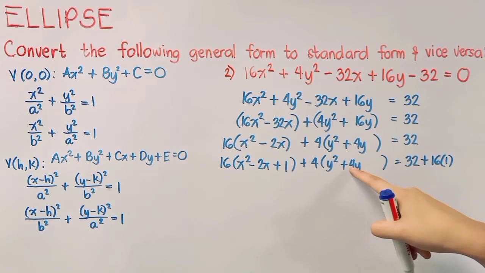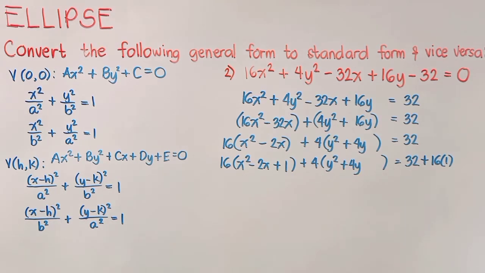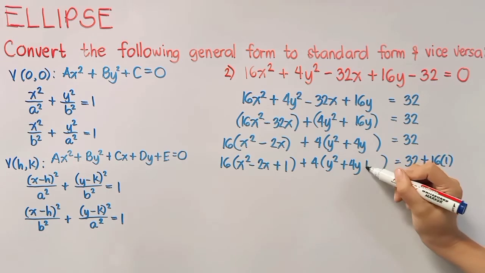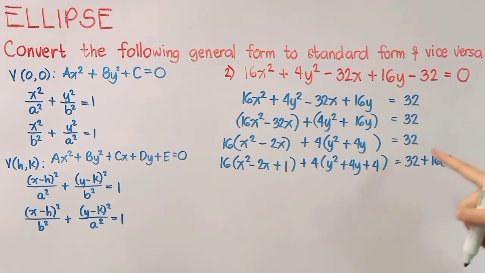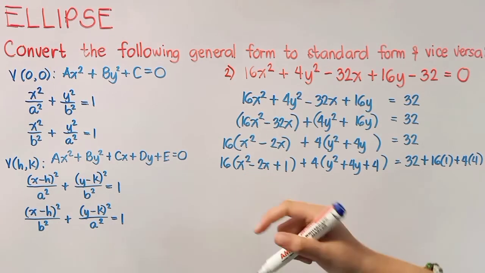Next is this group. 4 divided by 2 is 2. 2 squared is positive 4. Therefore, we also have to add 4 times 4 on the right side. We can now factor this trinomial into a squared binomial.